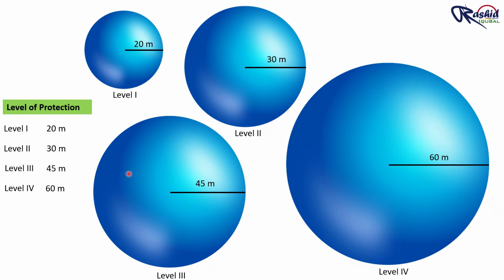So if you are designing for a residential or commercial building, usually we can use level 3 or 4, meaning the sphere radius will be 45 or 60 meters. This radius tells us how far the lightning can reach the surface. By applying this sphere on the building, we can easily identify which areas are protected and which are not.